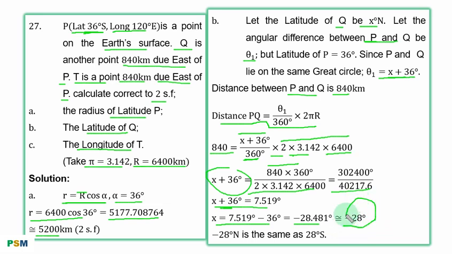Latitude and longitude cannot be negative. So S is equal to minus 28 degrees north. For you to convert this to positive, there is always change in the direction of the north to south. Therefore, latitude of Q is 28 degrees south.